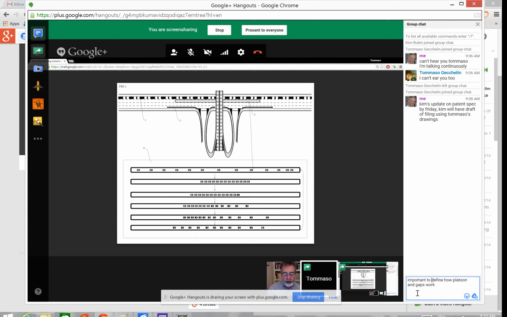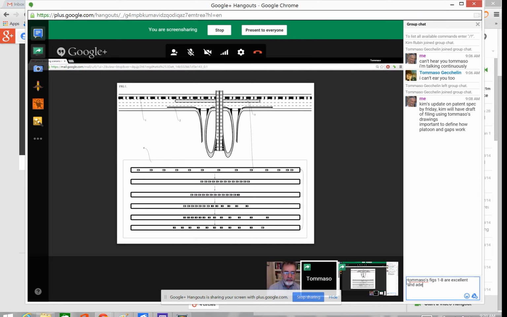Okay. So for that, we need drawings that basically show how the platoons are created, how the gap is created, and how it's used. And my view right now is that we've got that sort of drawings in figures 1 through 8 that Tommaso's done, both an excellent and adequate job of explaining how those are formed. In fact, there's probably a couple extra figures in there, but since he's done them, there's no reason to try to eliminate them.